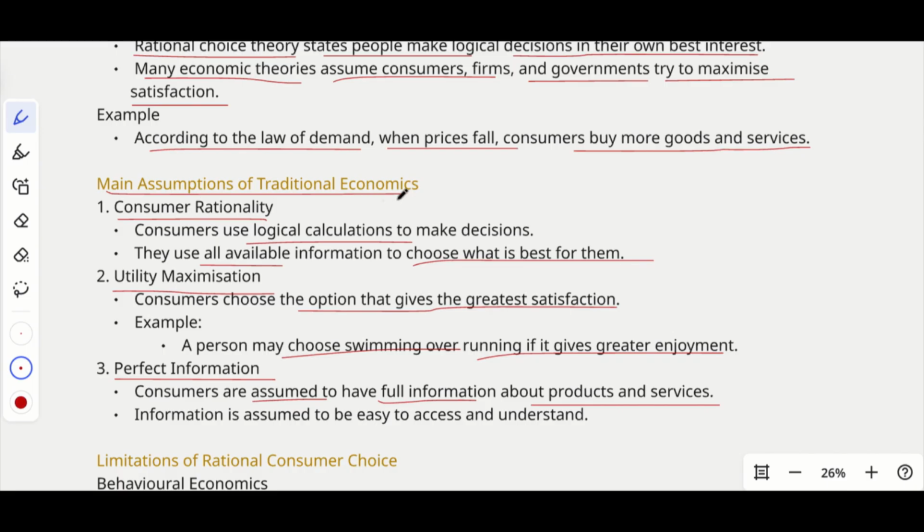These are the assumptions of traditional economists. Okay. And information is assumed to be easy to access and understand. So they assume that everybody has complete information of each and every product available in the market, and this information is very easy to access and they can clearly understand. Okay, so definitely it leads to the limitations of the theory, right? So let's see what are the limitations of the theory.